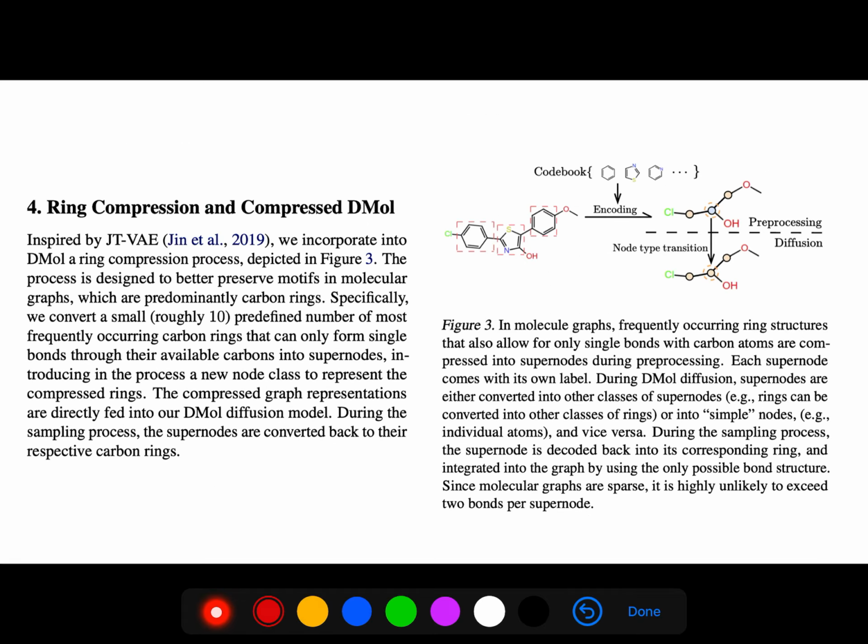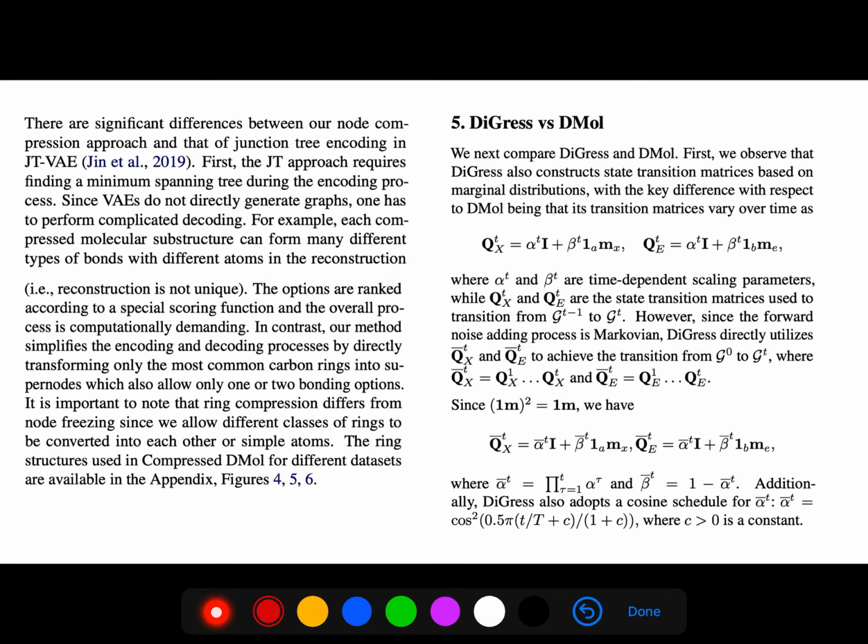Okay, so just like this paper in 2019, as I said, this MIT paper, we incorporated into DMol a ring compression process. So you see in figure 3 that it's just a ring compression. Instead of all these complicated nodes and edges, you just put one node, one super node. So your graph is reduced. So it's easy. So let's review this transition matrix for nodes and transition kernel for edges.